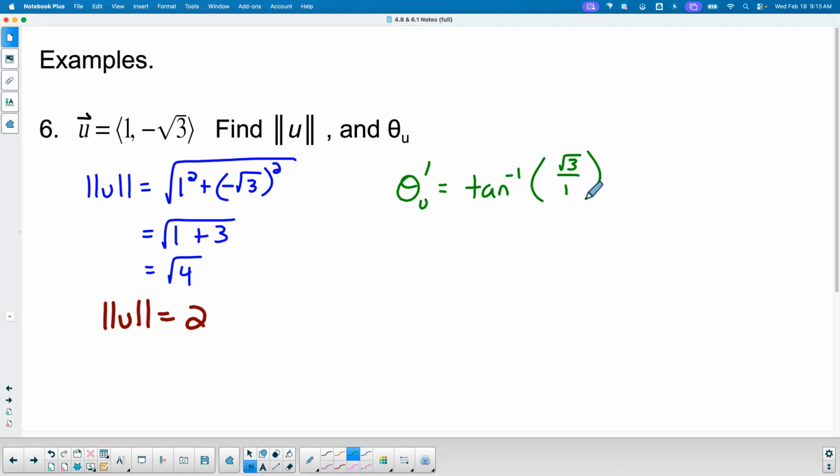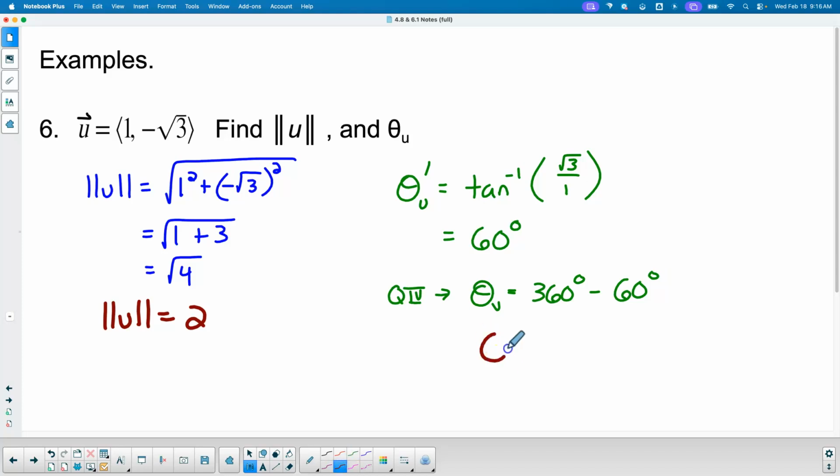So the direction angle, or the reference angle, I should say, is the inverse tangent of the square root of 3. Inverse tangent of the square root of 3 is 60 degrees. What quadrant is vector u in? It's in quadrant 4. So therefore, the actual direction angle is 360 degrees minus my reference angle. My reference angle was 60 degrees.